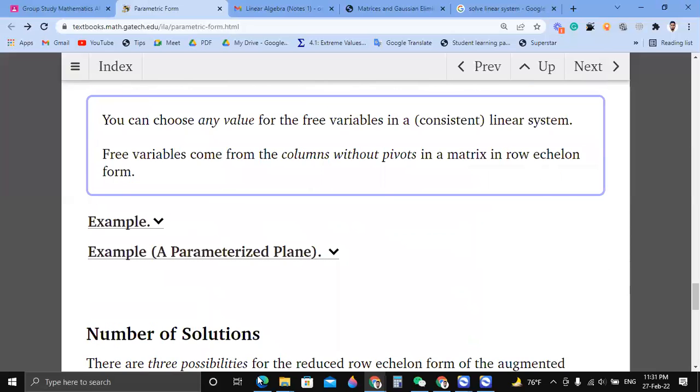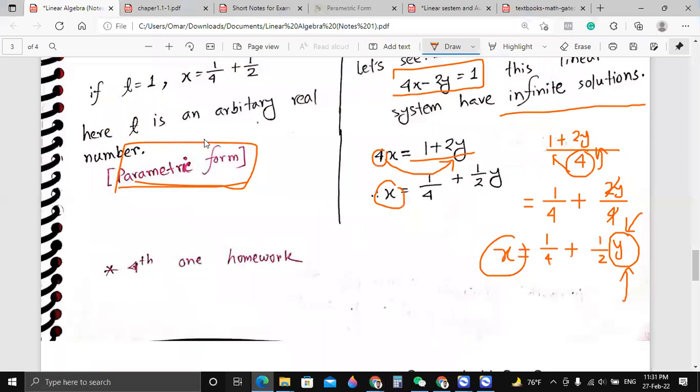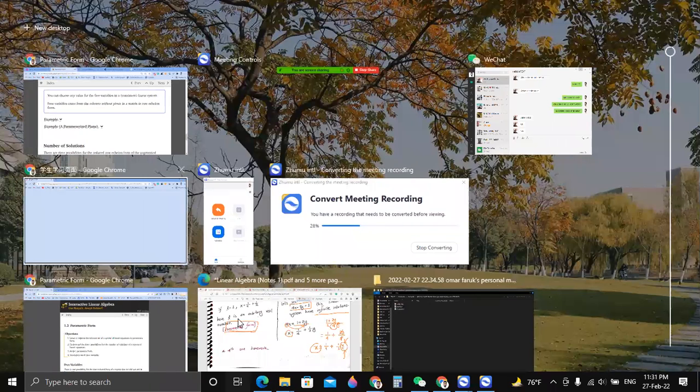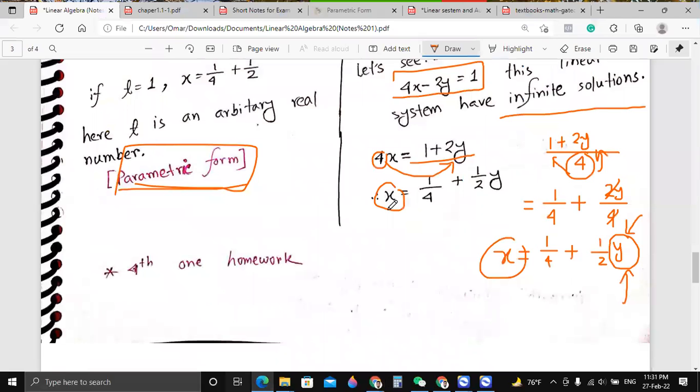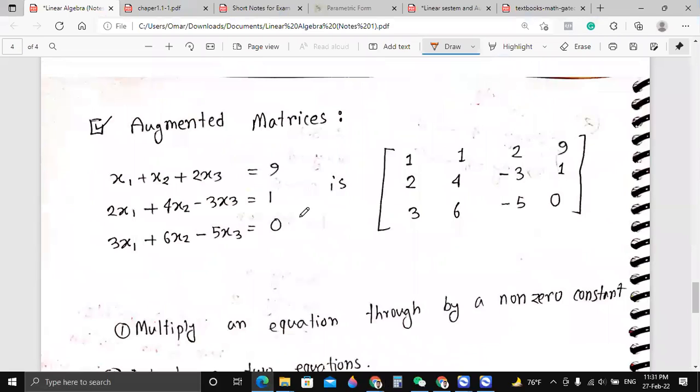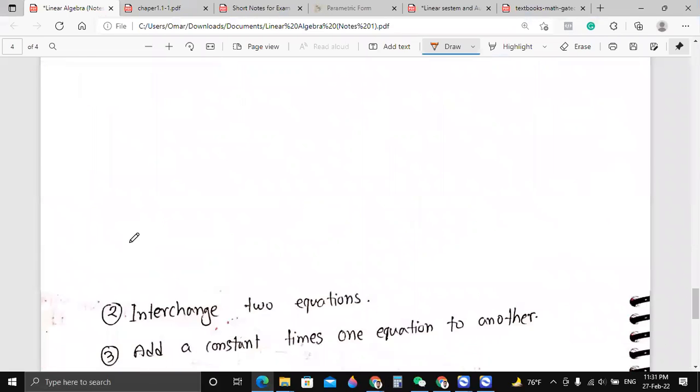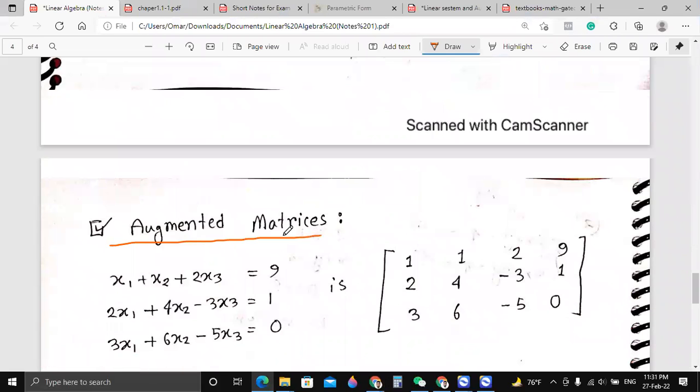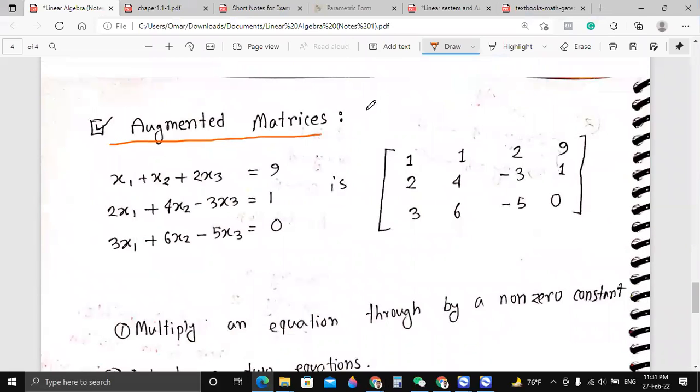Now let's go back to our note. Maybe we have only a few steps here. Okay. So here is the end. And at the last part, we have the augmented matrix. So here we discuss how we can solve a matrix system, okay?